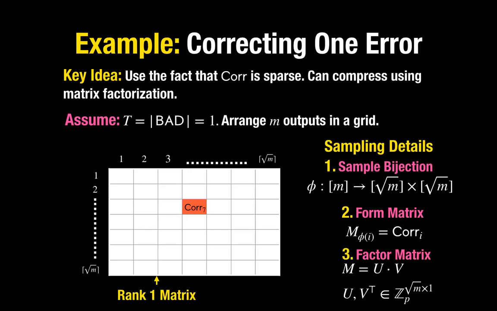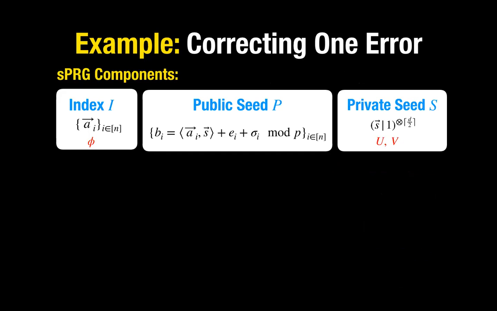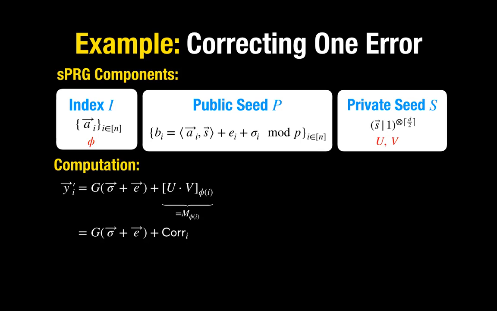Since its rank is 1, I can factor it as u times v, where u and v are in Z_p root m cross 1. The length of this matrix is root m and the rank is 1, so I can find u and v like that. Now you could already imagine what's going on. I'm going to put this bijection in the index, put u and v inside the private part of the seed, and then compute the ith output as the PRG evaluated at sigma plus e, plus I reconstruct this matrix M. How? It's just u times v, which is a degree 2 function. Then I query it at the index phi of i. That's a degree 2 reconstruction. And note that it clearly doesn't reveal bad, the set of bad indices, because phi is independent of that. So that's nice. It lets me compute as a degree 2 function.